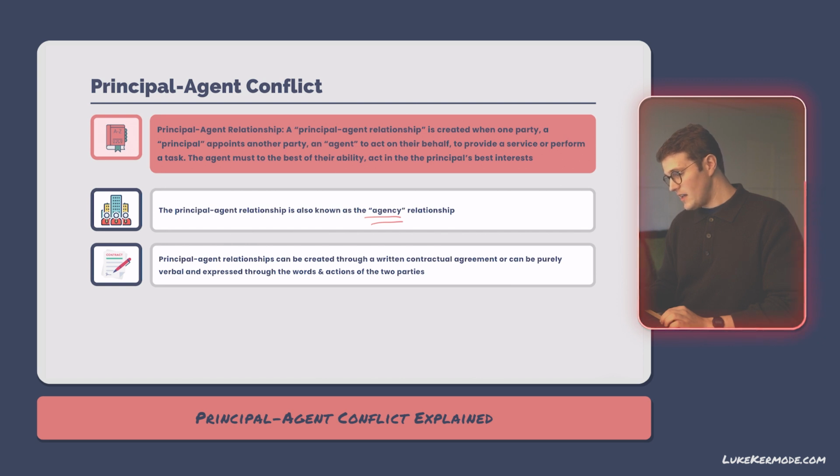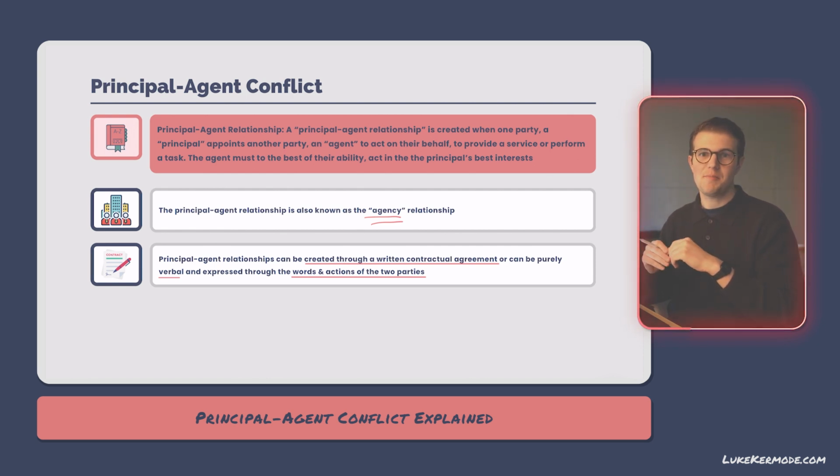They can be created through contractual agreements, so in writing, and that will be underpinned by law, or principal-agent relationships can be just verbal agreements, and the rights and responsibilities of the agent are expressed through words and actions that take place between the two parties. In a company scenario, obviously there'll be a contractual agreement in place, but just generally speaking, in the wider world, when a principal-agent relationship is formed, it can be contractual or it can be verbal.